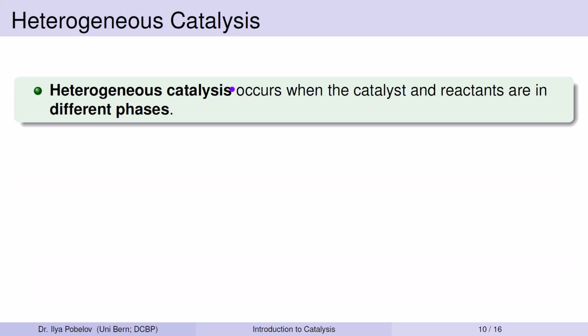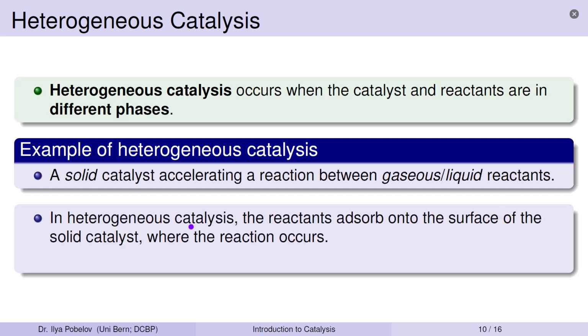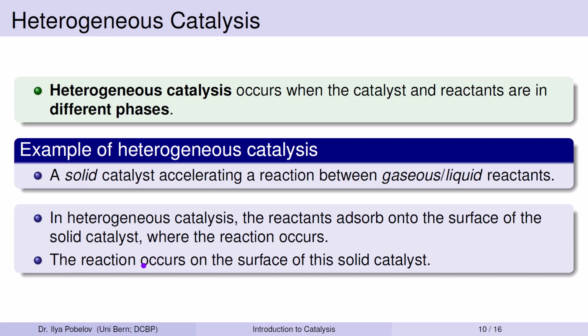Heterogeneous catalysis occurs when the catalyst and reactants are in different phases. An example of heterogeneous catalysis would be a solid catalyst accelerating a reaction between gaseous or liquid reactants. In heterogeneous catalysis, the reactants adsorb onto the surface of the solid catalyst. The reaction occurs on the surface of this solid catalyst. This process can involve inorganic catalysts and biocatalysts. The latter we will consider separately.